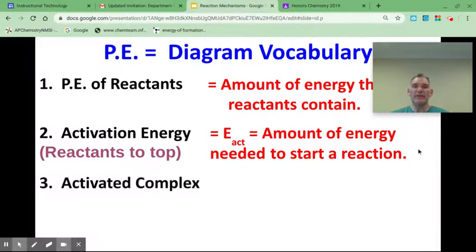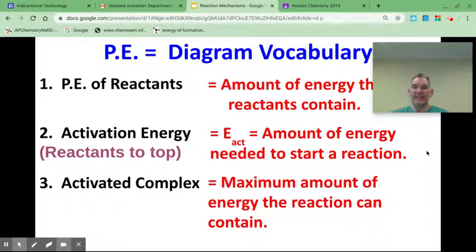Third in our diagram is our activated complex. Complex means something big is happening. Activated tells you that there's action taking place. Well, the activated complex is the maximum amount of energy the reaction can contain. This is the action step.